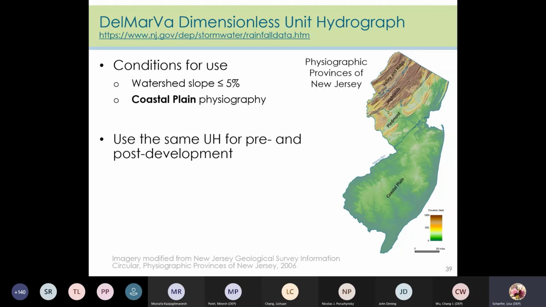So you can only use the Delmarva in the coastal plain. However, you can opt to use the standard unit hydrograph there as well. But regardless, the same type of dimensionless unit hydrograph must be used for both pre and post-development hydrographs.